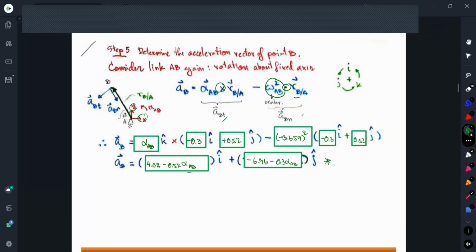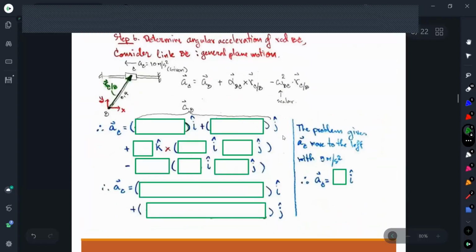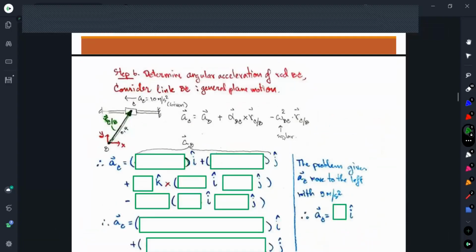Same step as the velocity. We move to consider link BC. This is a general plane motion. So the acceleration equation is composed of the acceleration of point B plus alpha BC cross product with r C/B, and minus omega BC squared times r C/B. Remind yourself that this is the scalar term, but the other one is the vector.